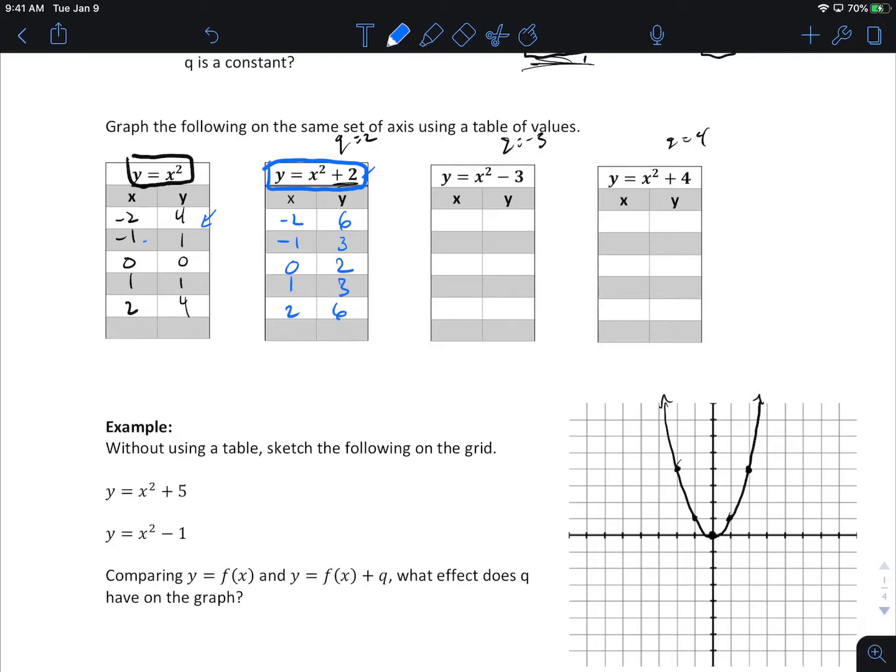So now when I go plot this, this is the interesting part, and hopefully the aha moment. I'm going to go plot these points. -2, 6. There's the first one. -1, 3. 1, 2, 3. And I'm going to plot 0, 2. Then I'm going to plot 1, 3. And I'm going to plot 2, 6.